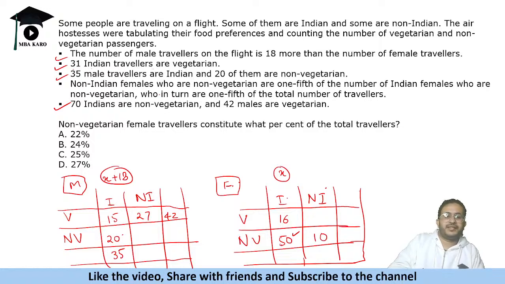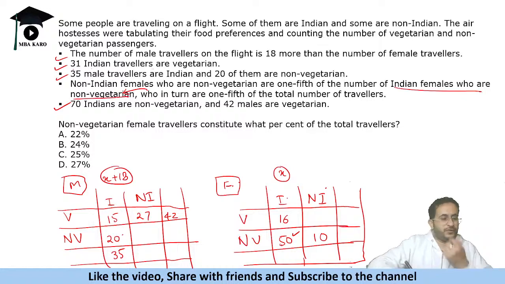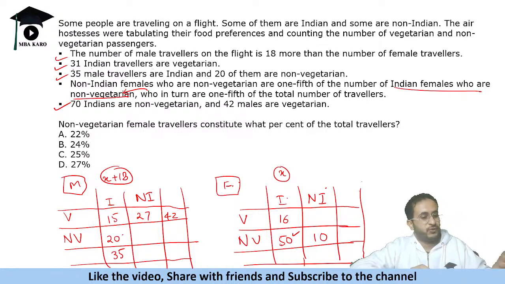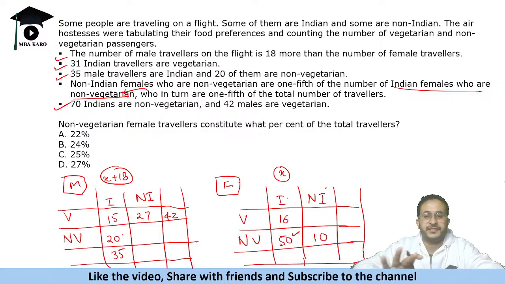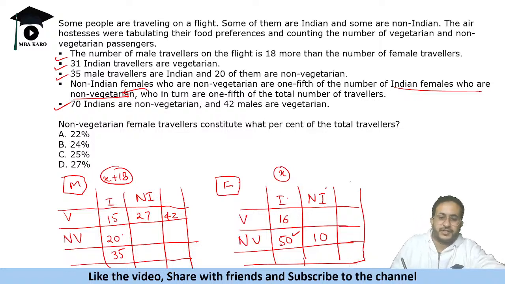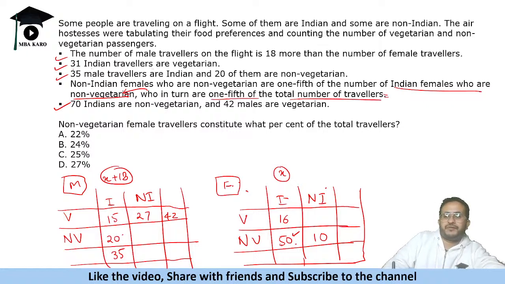Now it says that who in turn are one-fifth of the total number of travelers. Who refers to these Indian females who are non-vegetarian. Always remember, whatever is mentioned just before who, that is referred to by the word who. ठीक है, लोगों को confusion रहता है who किस लिए. Who is for Indian females who are non-vegetarian. So Indian females non-vegetarian is 50. It is one-fifth of the total number of travelers. So the total number of travelers will be 250.